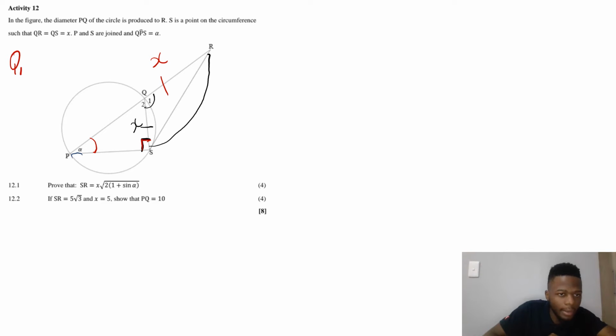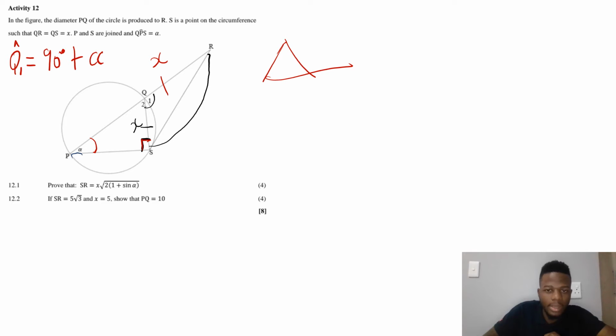Angle Q1, we're going to find it as 90 degrees plus alpha, because if you check very well, angle Q1 is the exterior angle of this triangle. I hope you remember this theorem: if we have an exterior angle, this exterior angle is equal to the sum of the opposite interior angles. So we need to add these two angles to get the exterior angle. So that's what we have there, and then we have Q1 now. It means we have all the information required to find RS.